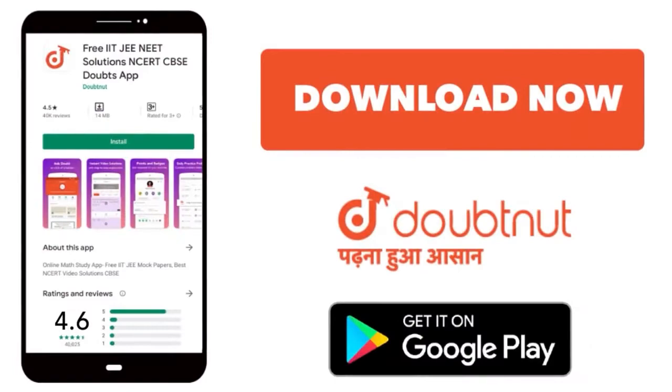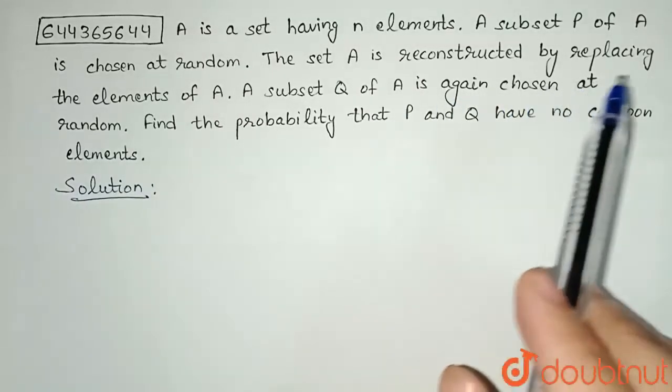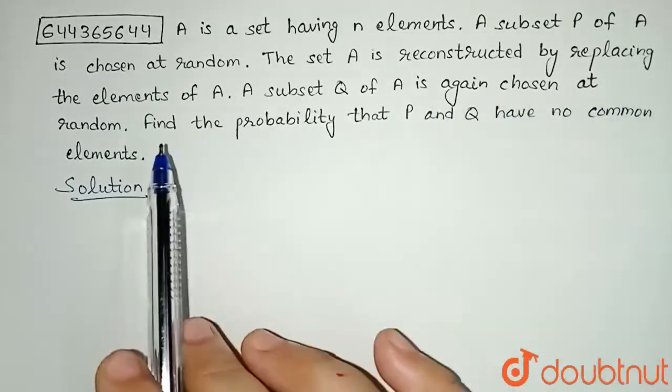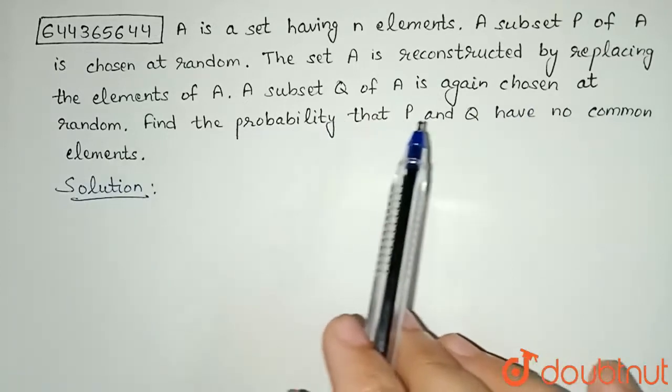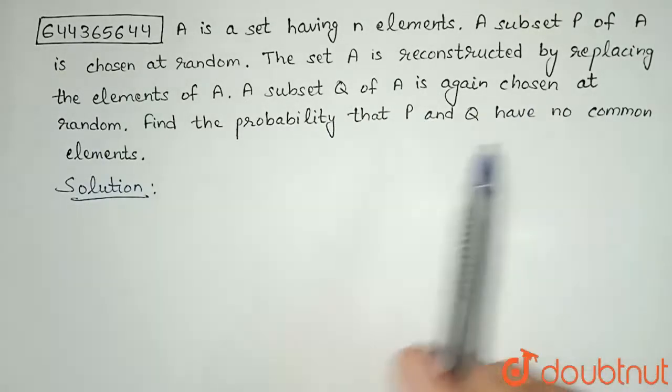Hello everyone, the question is: A is a set having n elements. A subset P of A is chosen at random. The set A is reconstructed by replacing the elements of A. A subset Q of A is again chosen at random. Find the probability that P and Q have no common elements.